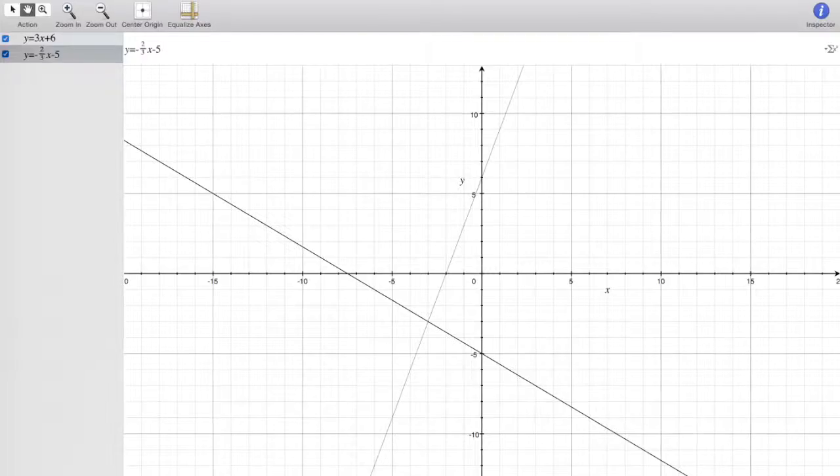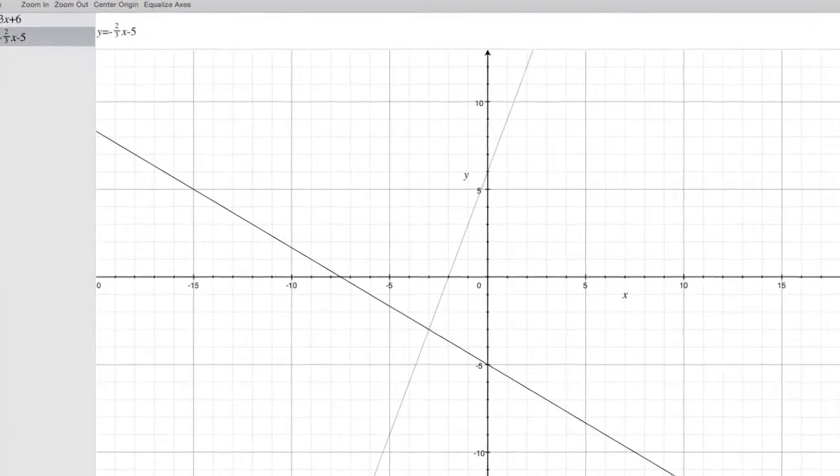The first section we're gonna do is solving systems by graphing. The problems are y equals 3x plus 6, and y equals negative 2/3 x minus 5. There will be a graph edited in somewhere by Mr. Speaker Man, so you can understand what I'm talking about. So keep an eye out for that.